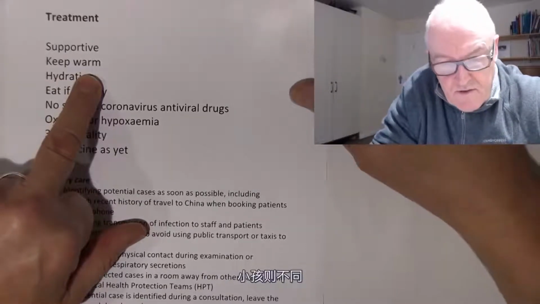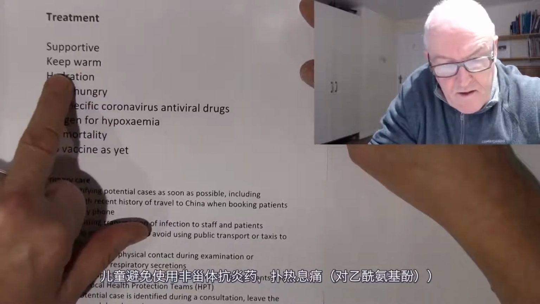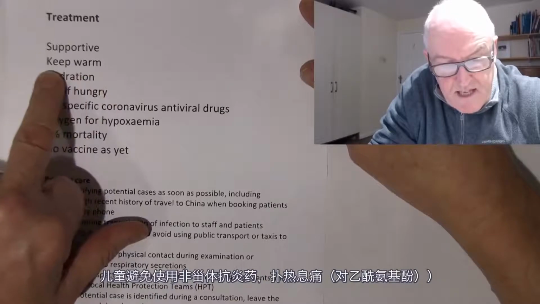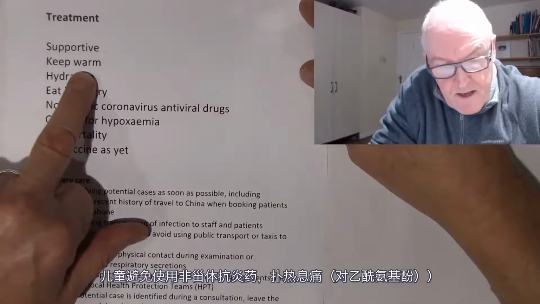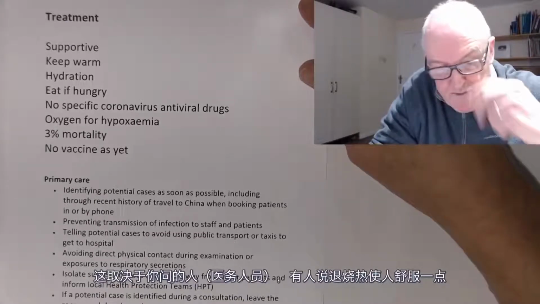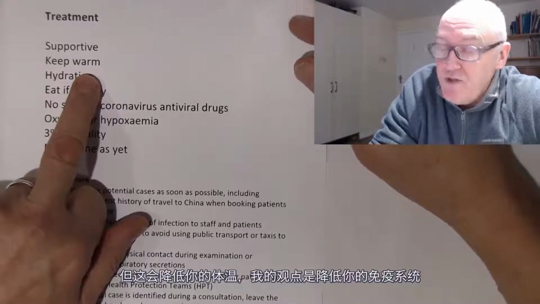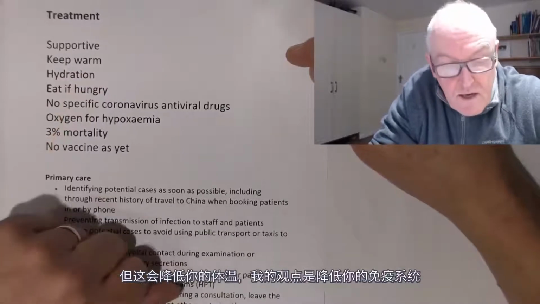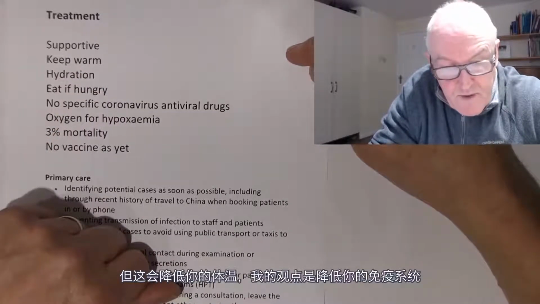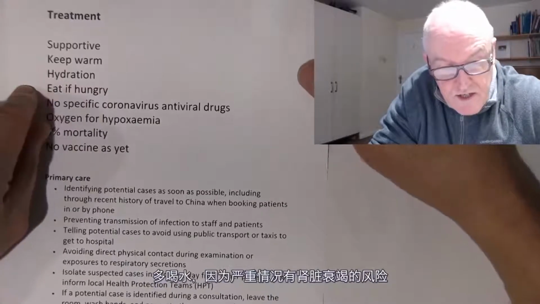In children it's different of course, but avoid non-steroidal anti-inflammatories and paracetamol, that's acetaminophen. But who you ask, sometimes people will say take regular paracetamol. It'll certainly make you feel better, but it will lower your temperature and therefore, in my view, lower the efficiency of the immune system. Keep hydrated because there is a risk of renal failure with severe conditions.